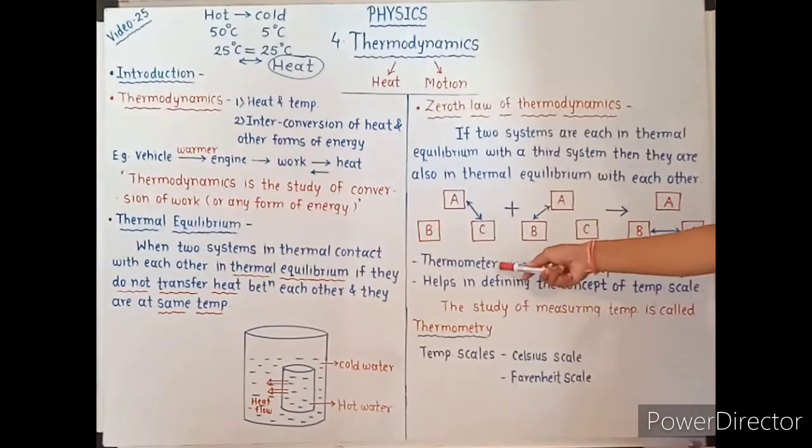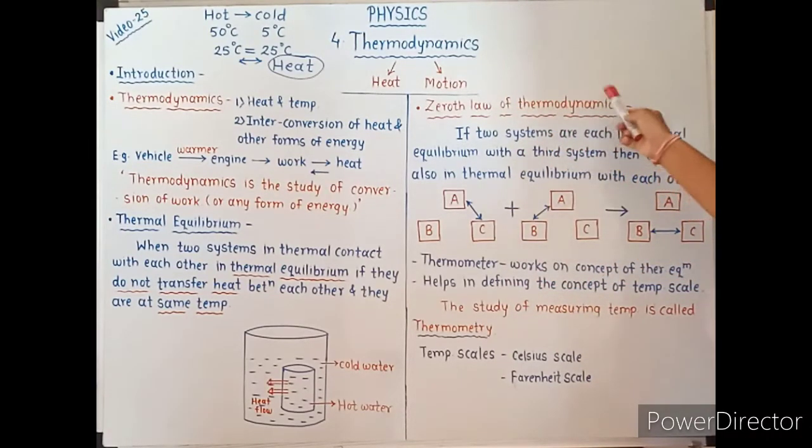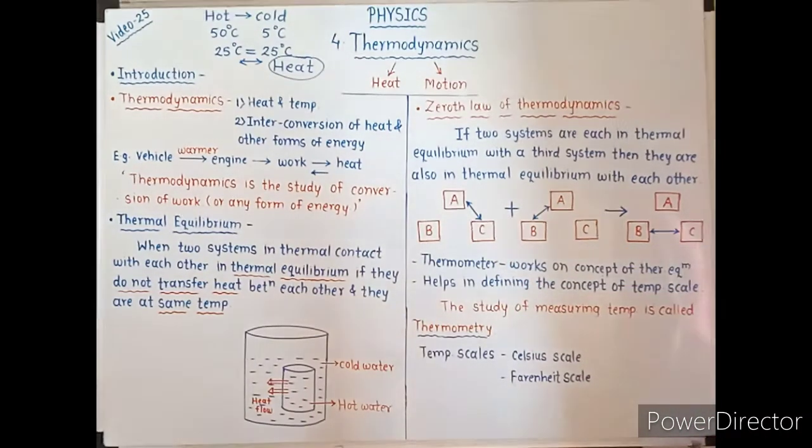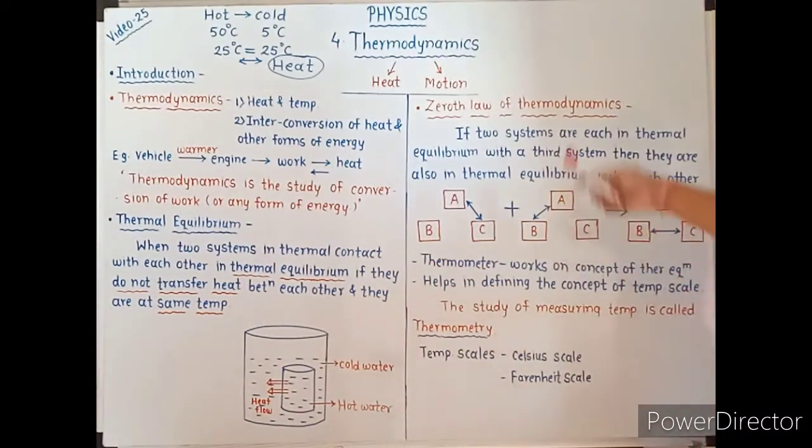Now we know that a thermometer is used to measure the temperature of objects. This thermometer works on the principle of the zeroth law of thermodynamics. When a thermometer and an object are in thermal equilibrium, the thermometer indicates the temperature of that particular object. So the zeroth law helps us find the temperature of that object.